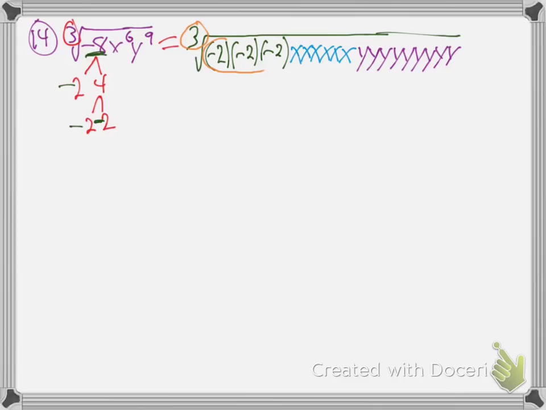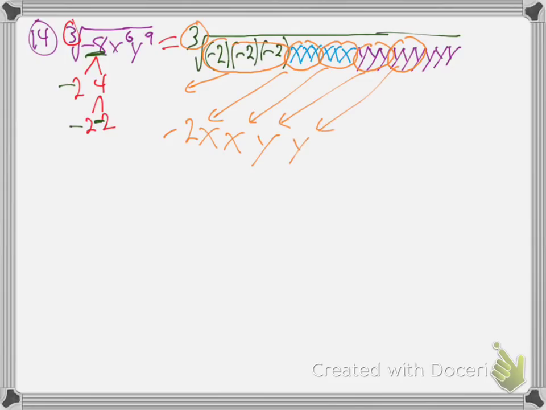So 3 negative 2's in, ships 1 negative 2 out. 3 x's in, ships an x out. 3 x's in, ships an x out. 3 y's, ships a y, 3 y's, ships another y, and 3 y's, ships the last y. What do we have? Minus 2x squared, y cubed. That's the answer.